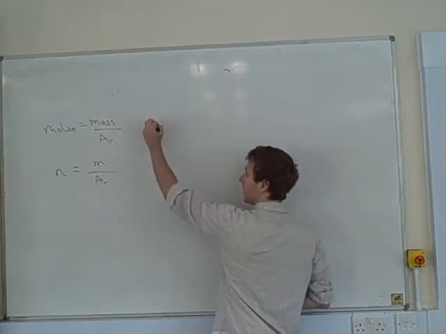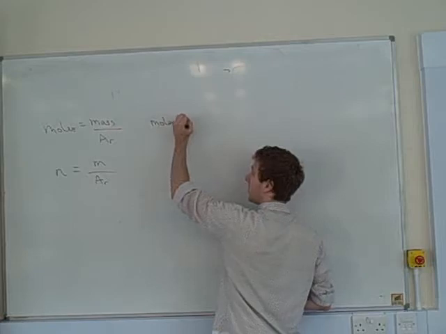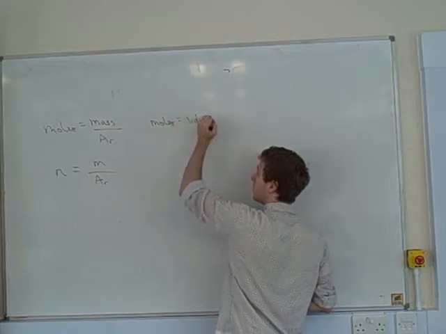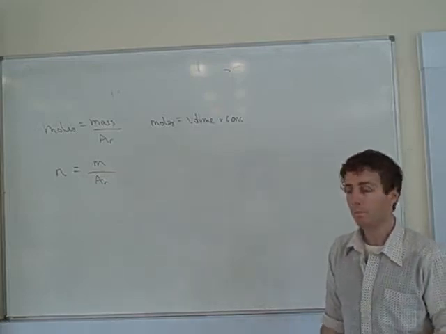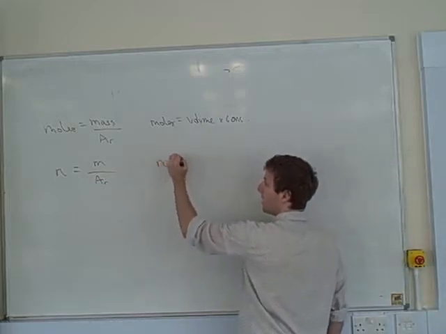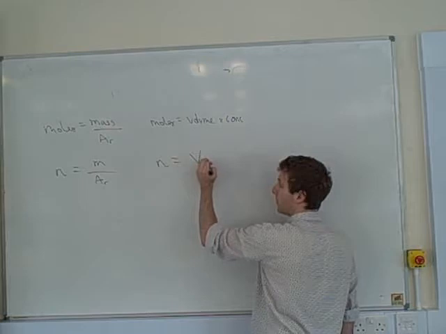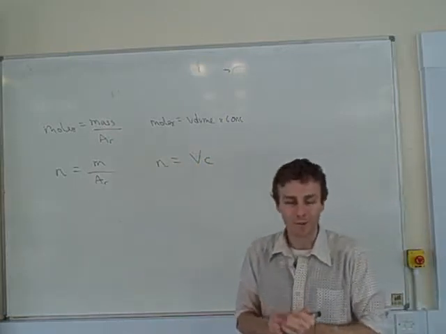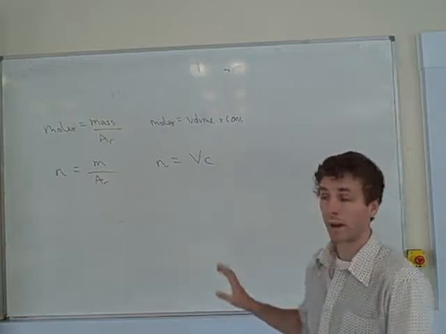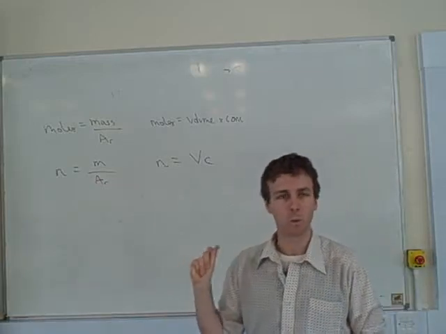The second one we need to know is moles equals volume times concentration, and the symbols for that would be n equals capital V small c. And the third one we need to know, and we will be going through these a lot in lessons, this is just a quick introduction to get you ahead of the game when you start.